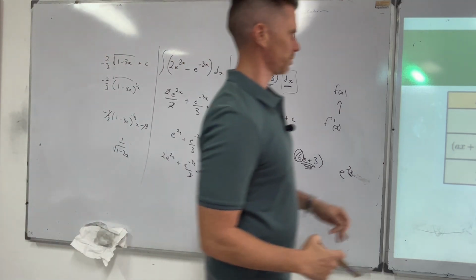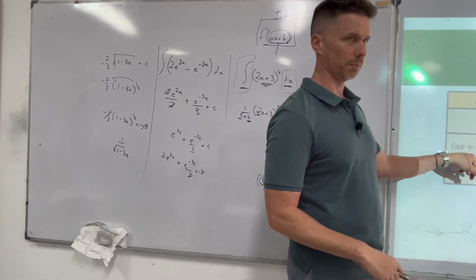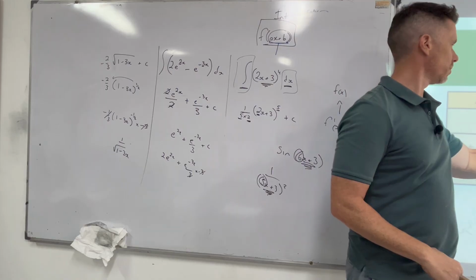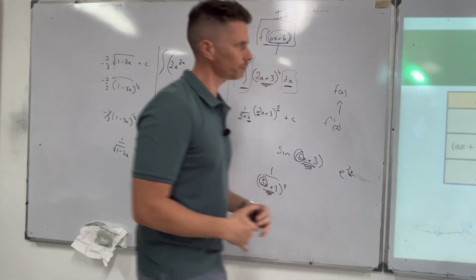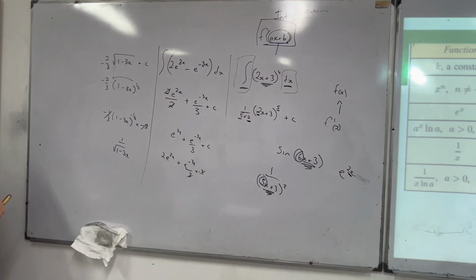This one probably looks like the most complicated one, but it's actually the one we did first. It's like a little bit of reverse chain rule. Add 1 to the power, divide by the new power, and then do 1 over. Okay? Let's go back and do a few more.